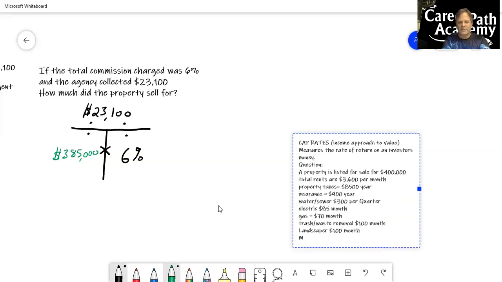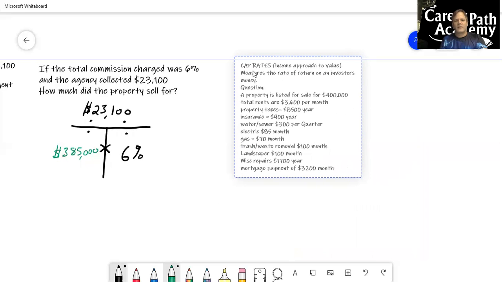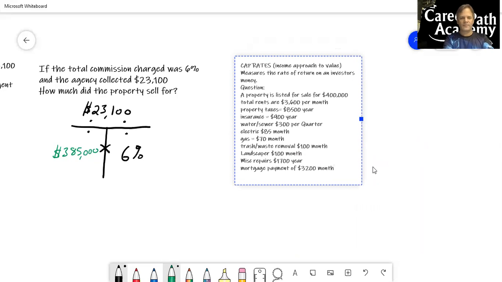And we'll throw in there some miscellaneous repairs at $1,700 a year, and a mortgage payment, let's say the mortgage payment is $3,200 a month. The question is, if the property is listed for this, and here's all the expenses, what would be the cap rate?